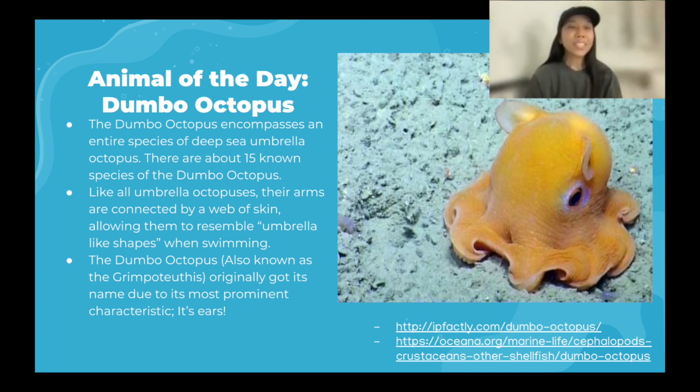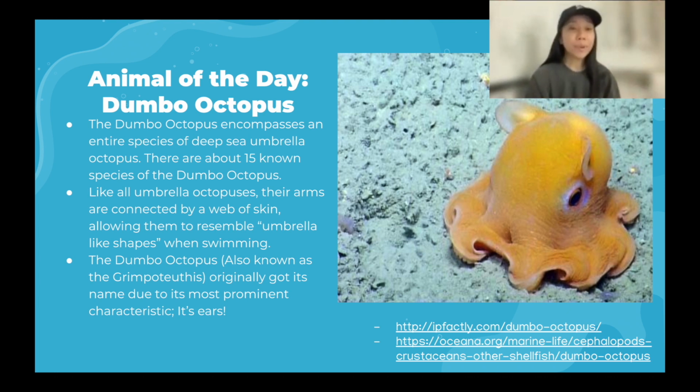The other fact was, like all umbrella octopuses, their arms are connected by a web of skin, allowing them to resemble umbrella-like shapes when swimming. So when they are swimming or maneuvering across the ocean waterways, they kind of look like these little umbrellas, like a normal umbrella would look. And then from there, the way it moves off, it's not like a normal octopus. It doesn't just sloosh by. I don't know the exact word for it, but it's a little bit different. You can actually search up little videos on how they maneuver through the ocean. It's very unique to their species.